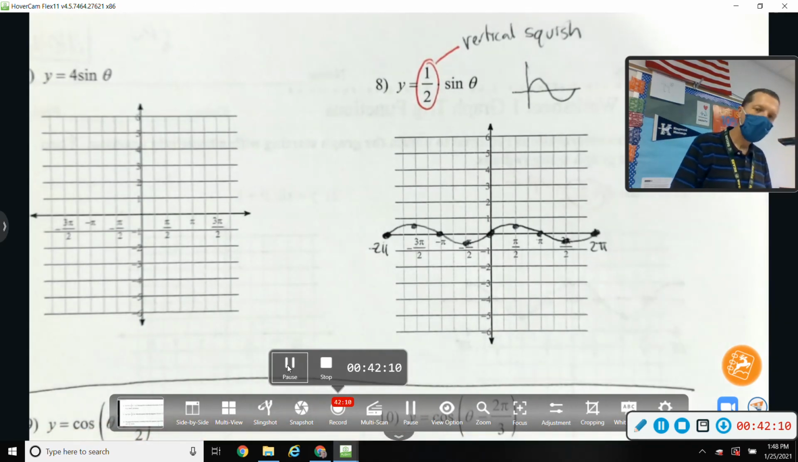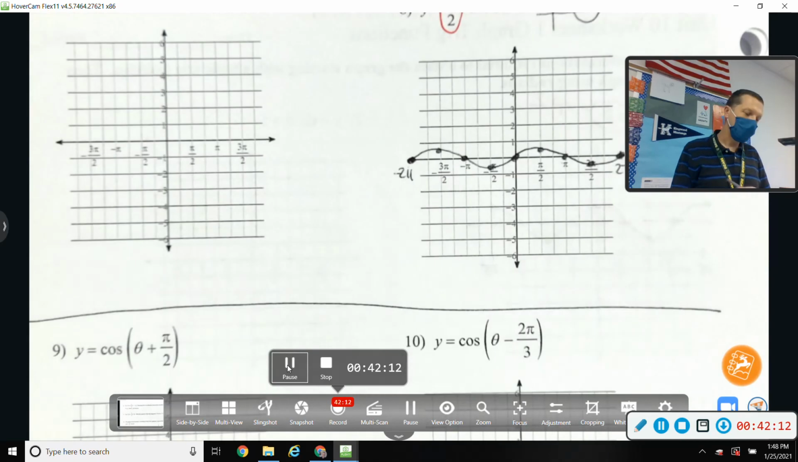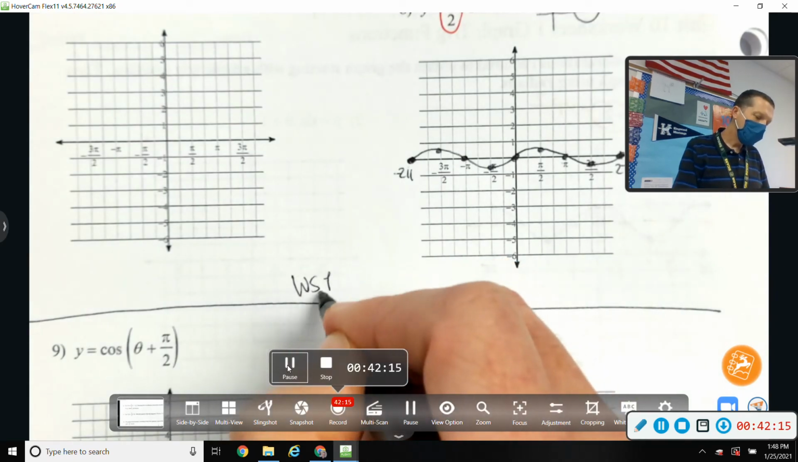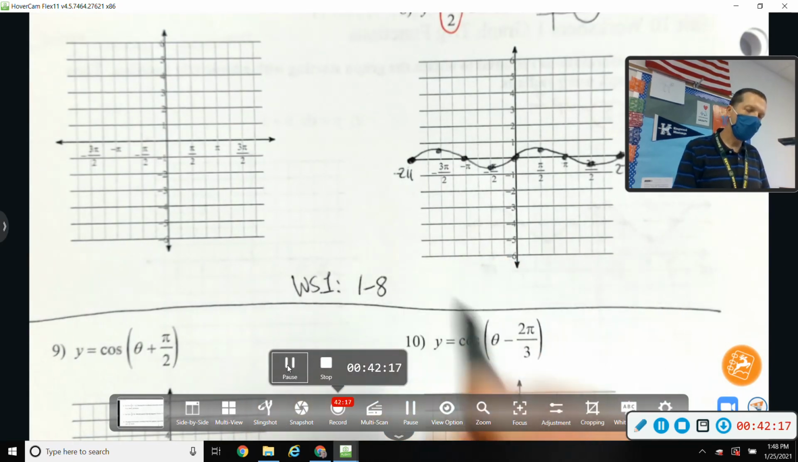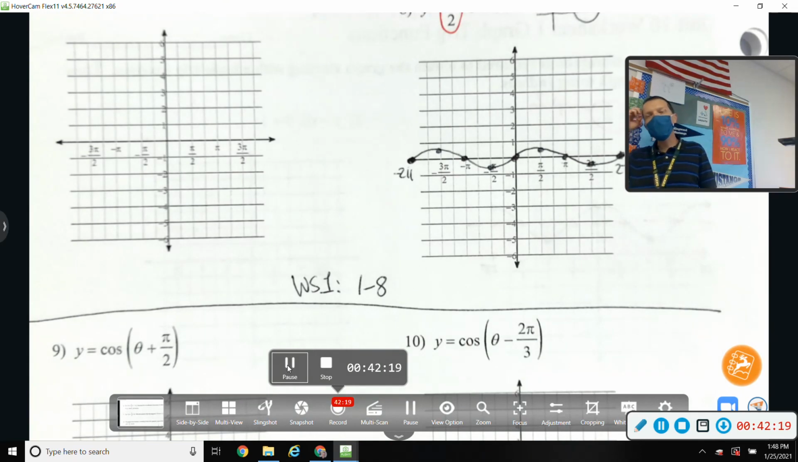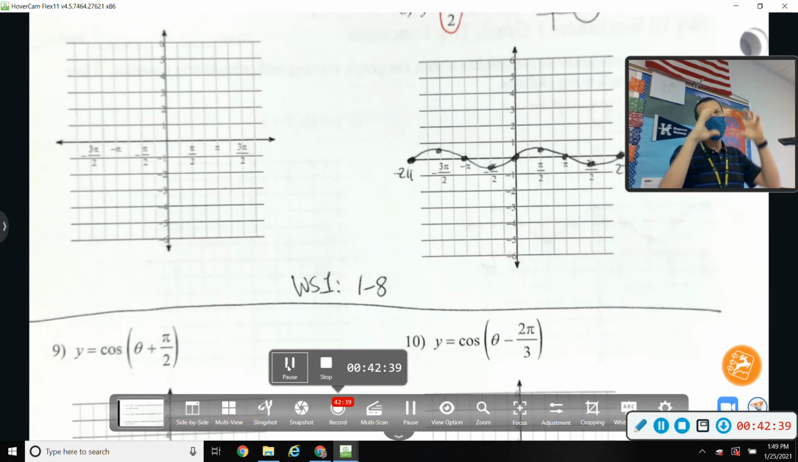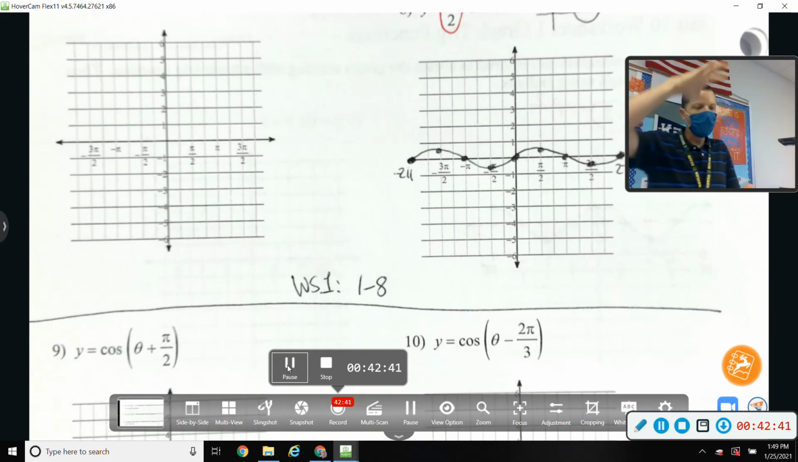All right, your assignment today is this worksheet, just 1 through 8. So the only transformations we're doing today are shifting it up and down and stretching it up and down. You know what 9 through 12 does. That shifts it left and right. But that's a little bit trickier to do with pi's and 2 pi over 3's and that sort of stuff. So try 1 through 8. Again, you're just shifting it up and down or stretching it up and down. And we'll worry about the others tomorrow.